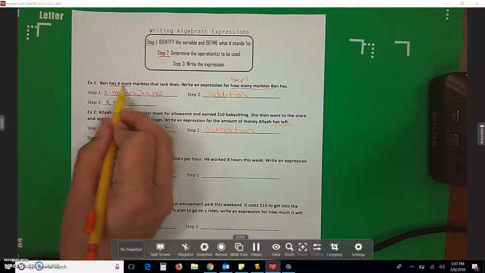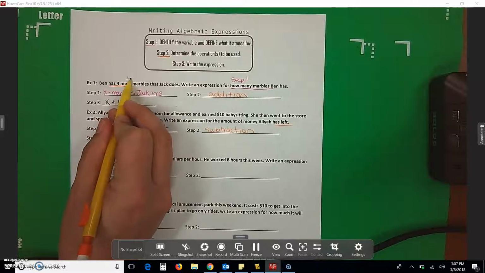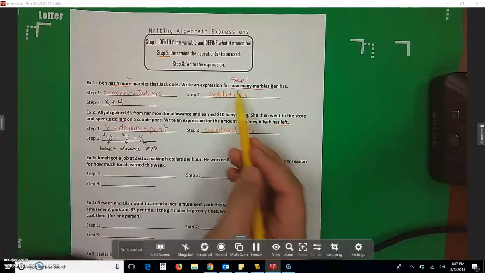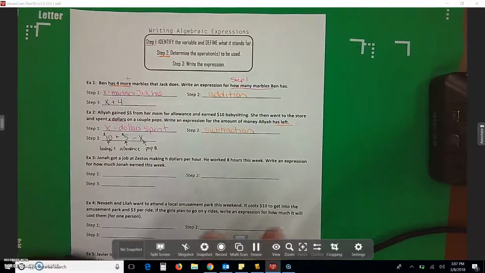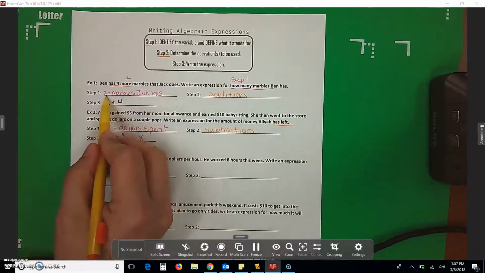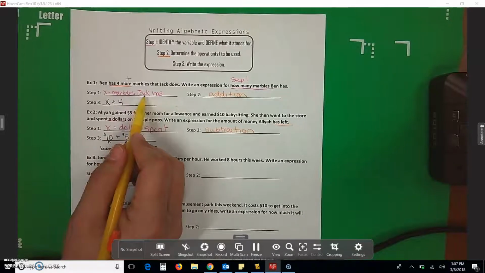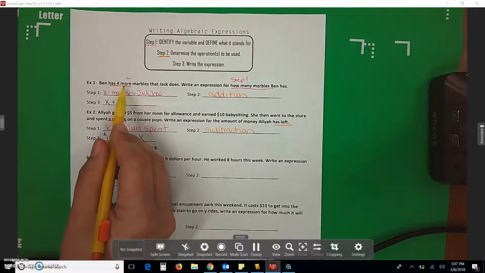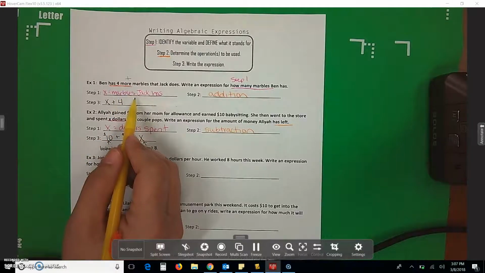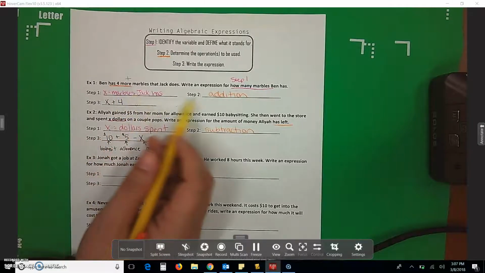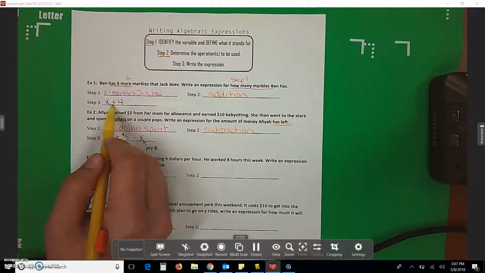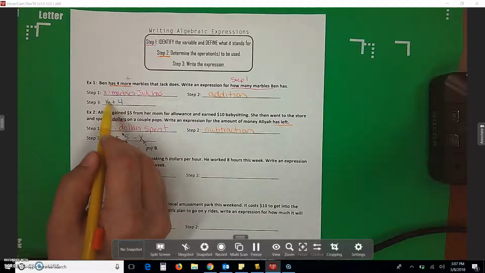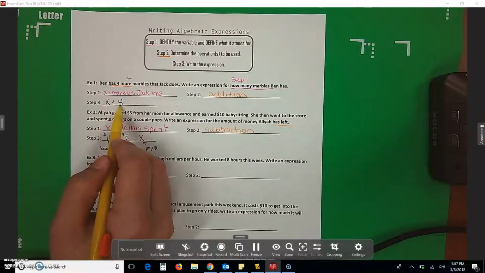Well, we know that more means plus. So how many marbles does Ben have? So I know that we're going to have to figure out how many marbles. I'm actually going to make my x be how many marbles Jack has, because Ben has 4 more than Jack. So it makes sense to me to make the marbles how many Jack has. I know I have to add, so Ben's marbles are x plus 4, which is Jack's marbles plus 4 more.